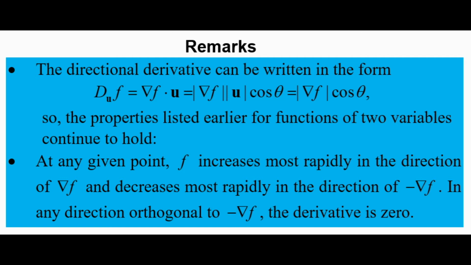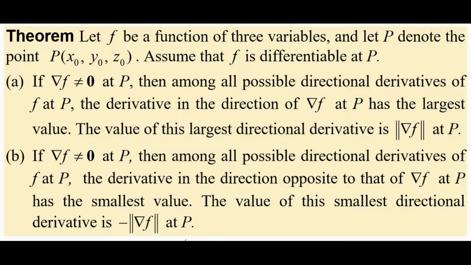In any direction orthogonal to grad f or negative grad f, the derivative is 0 because then theta is equal to pi by 2, so that cos theta is equal to 0. So the directional derivative becomes 0 when we have a direction orthogonal to grad f or negative grad f. The previous remark is that much important, and we have the theorem.